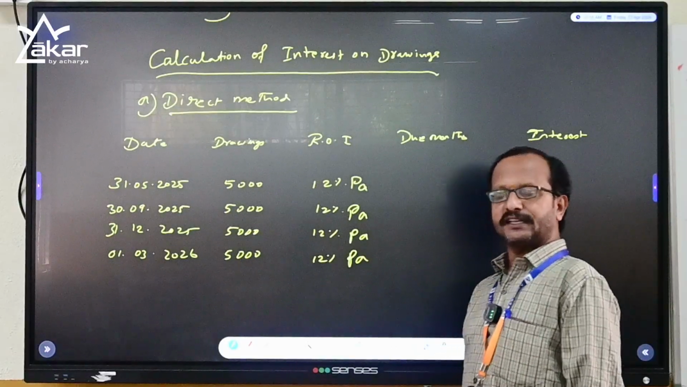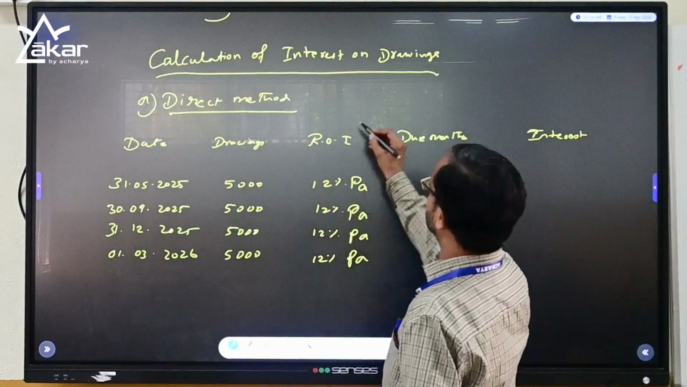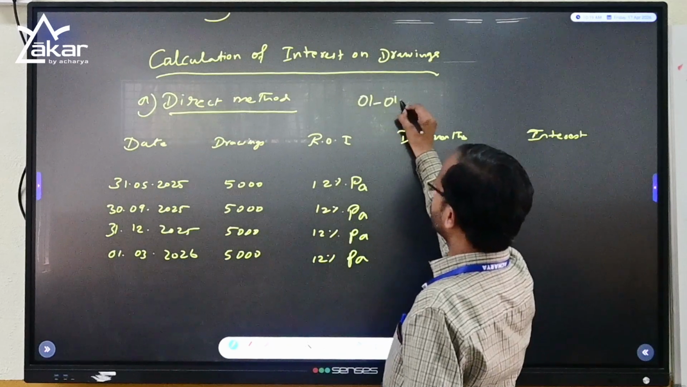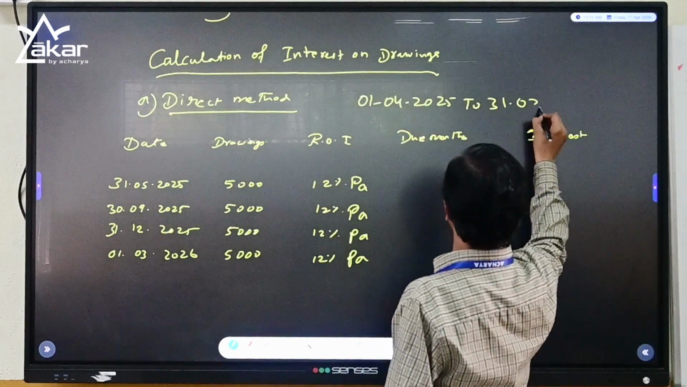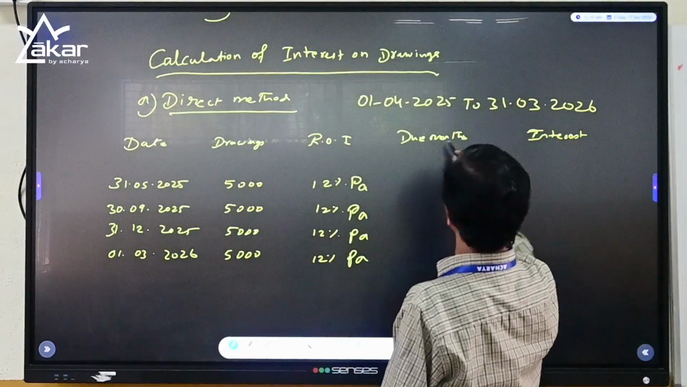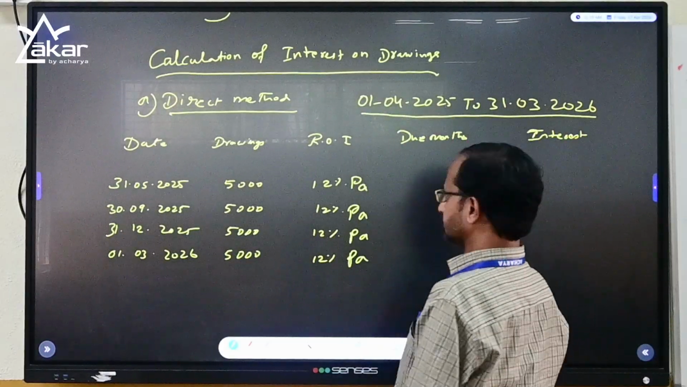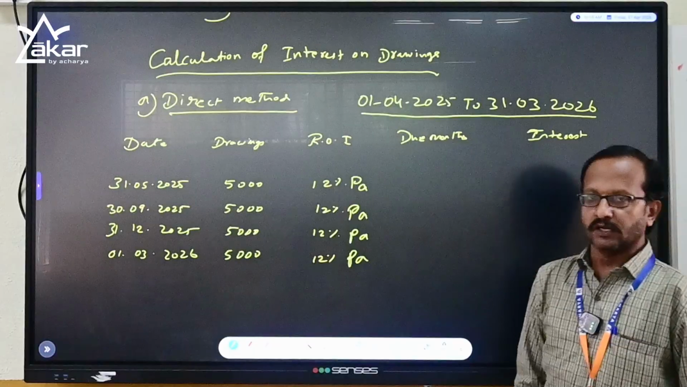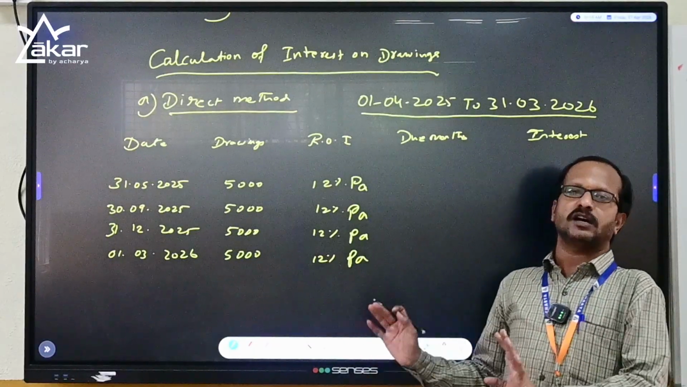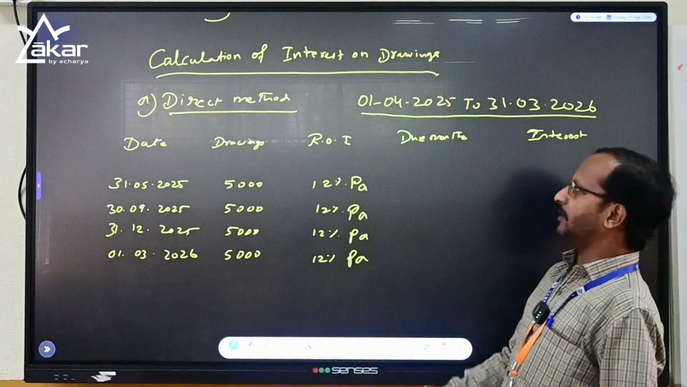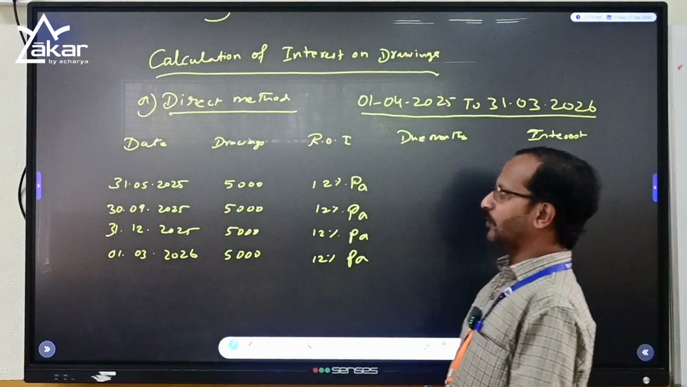As I told, the accounting period will start on 1st April 2025 and end on 31st March 2026. Is it clear? So the accounting period starts from 1st April 2025 to 31st March 2026. So let us see that. The format is very simple.